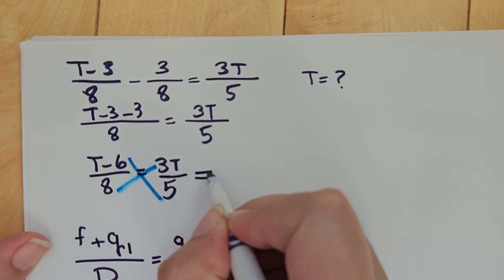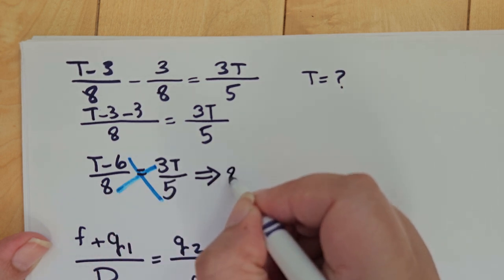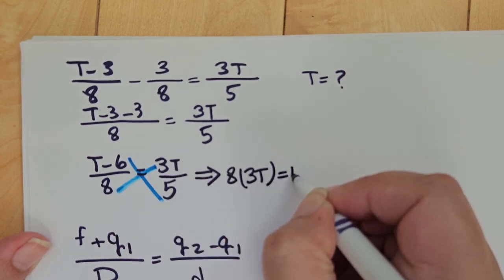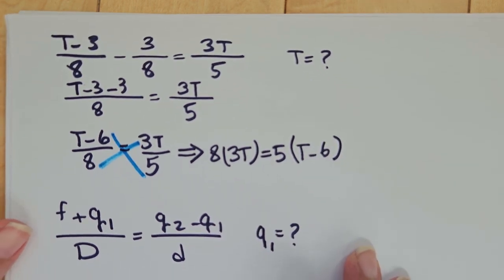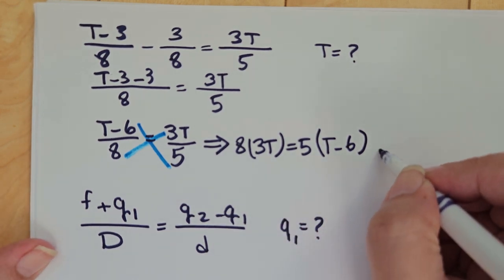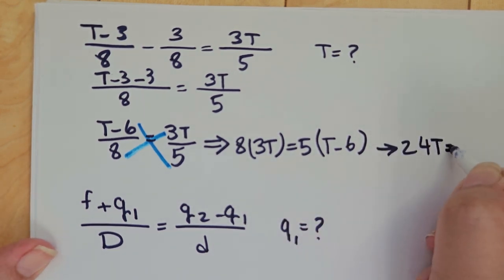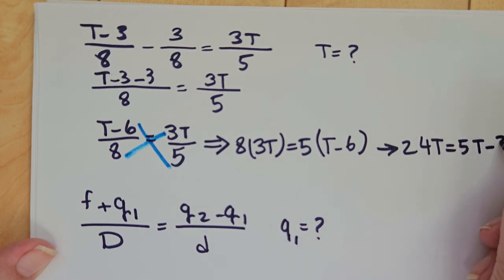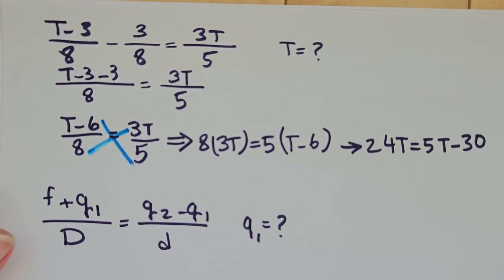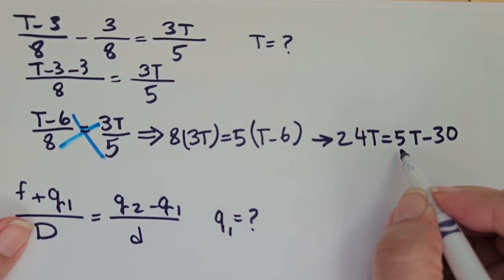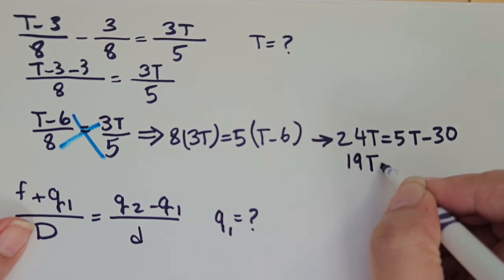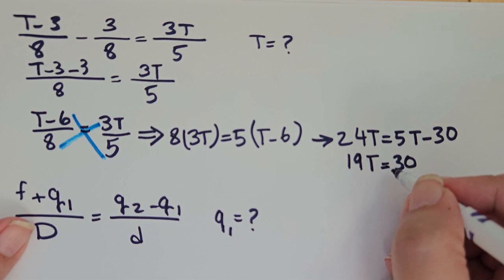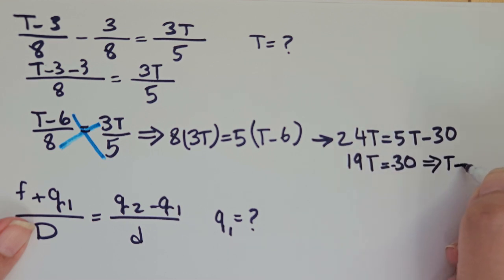So from here, you could easily say 8 times 3t equals 5 times t minus 6. All right? So from here, you could just say 24t is equal to 5t minus 30. It's a linear equation. So I will bring this 5 to this side. That would be negative 5, 19t equals negative 30 actually. So t would be negative 30 over 19.